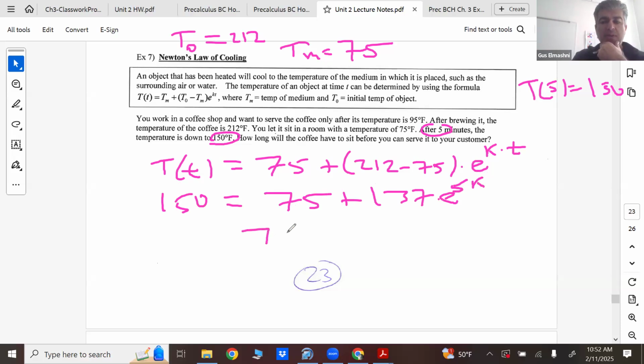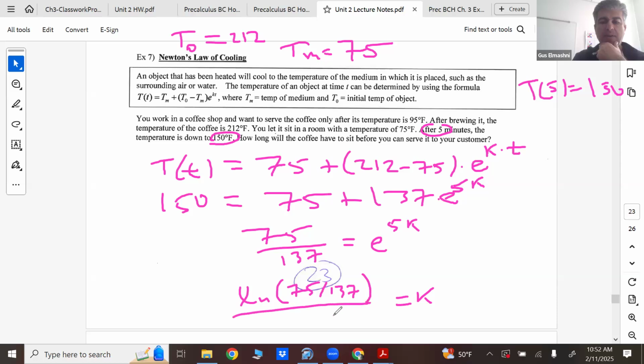So if you work it out, you should get this. What's K going to equal? Natural log of all over 5, right? What's K roughly equal to?